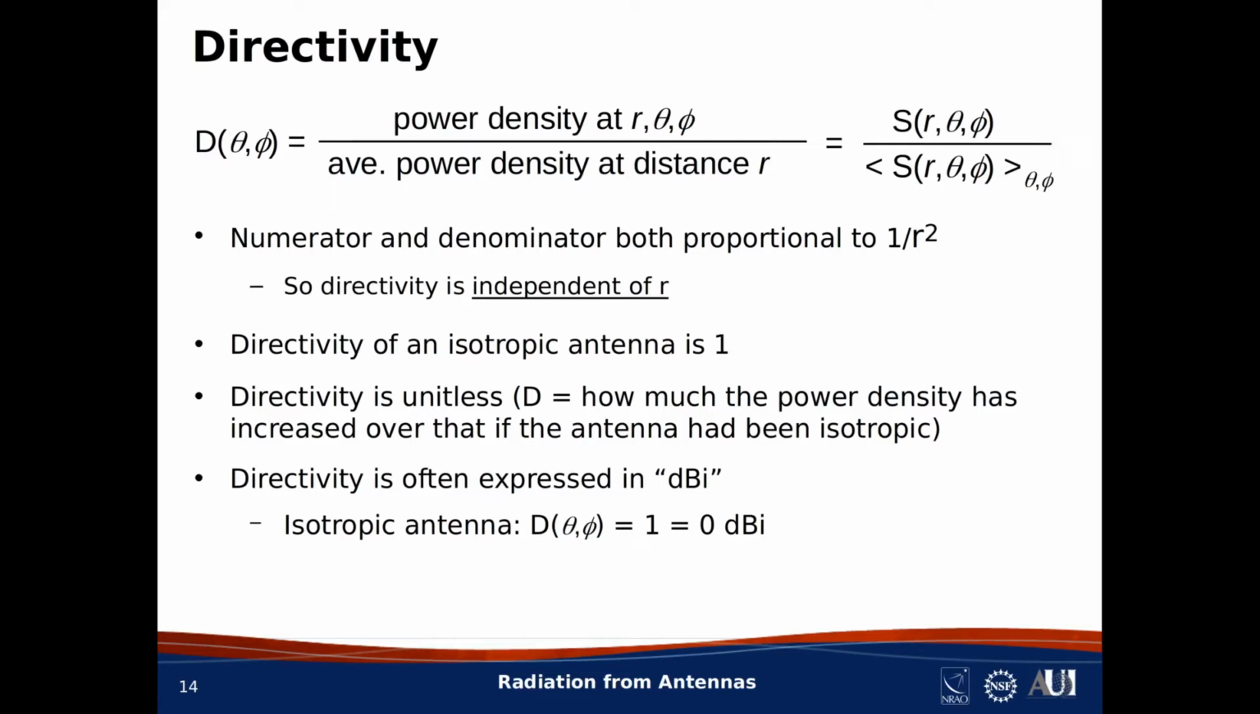Because directivity can vary over many orders of magnitude, it's convenient to express it in decibels. And here that's 10 times log base 10 of the linear quantity. When we do this, it's customary to express the units not in decibels, that is dB, but rather as dBi, which stands for decibels relative to isotropic. So, for example, the directivity of 1 is 0 dBi, meaning the power density will be 0 dB relative to what we would have gotten with an isotropic antenna.